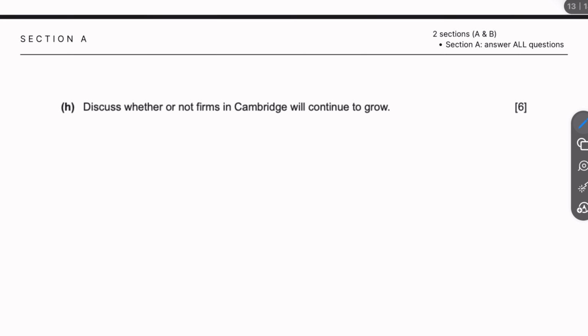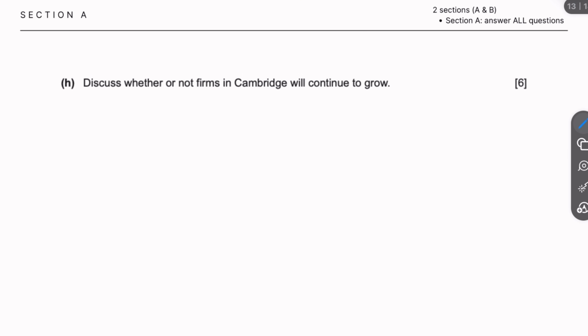So to give an example, let's look at this question. Discuss whether or not firms in Cambridge will continue to grow. As always, we will underline the keywords discuss and grow. So we'll draw the table first, yes or no.